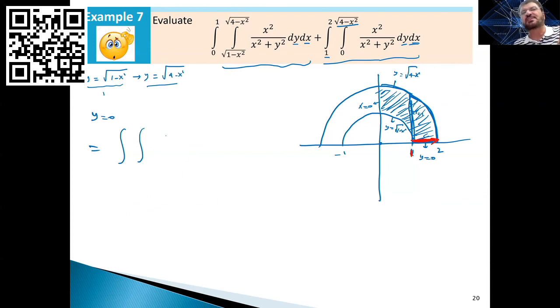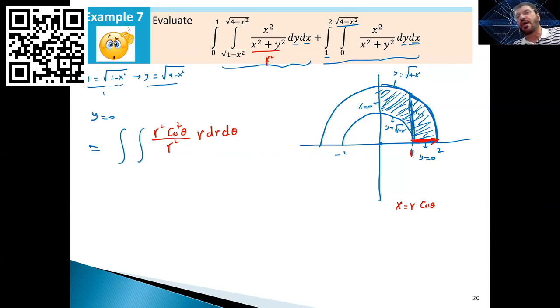You have x squared. What's x squared? You know, x equals R cosine theta. So the top is R squared cosine squared theta over. What's the bottom? It's x squared plus y squared, which is R squared. So this is over R squared. And then we say R dr d theta. I don't have to have both. One is good because both of them represent this.